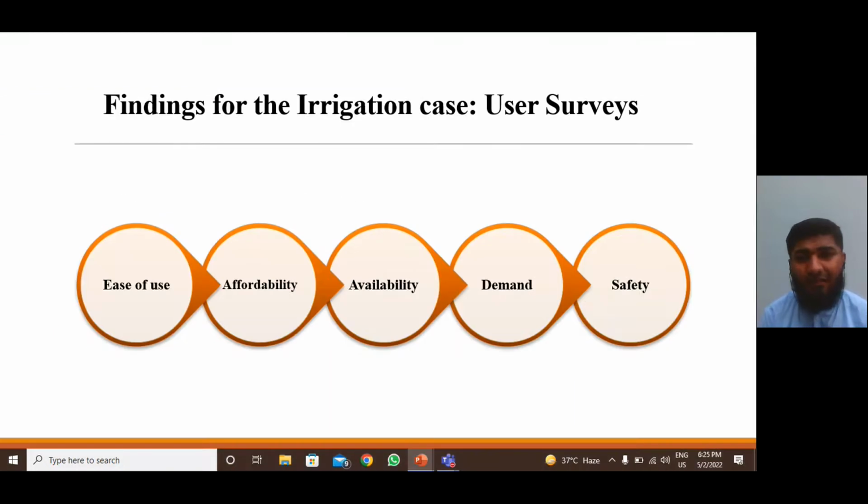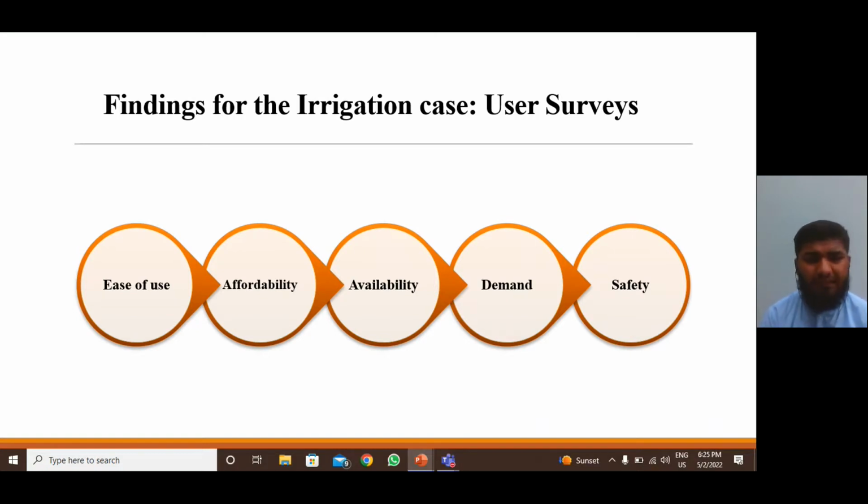Here is a user survey conducted in Pakistan highlighting the importance of these units. Ease of use. The solar water pump system is easily installed and easy to use. There is no hard and fast rule to install these systems. A moderately skilled laborer can easily install these systems.